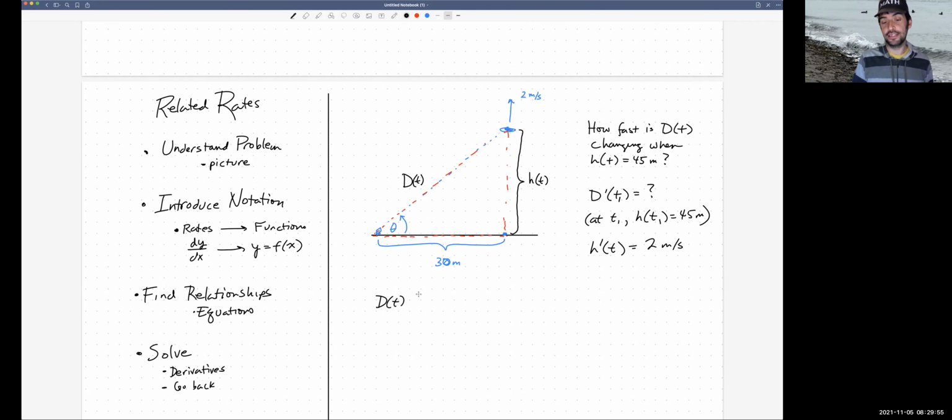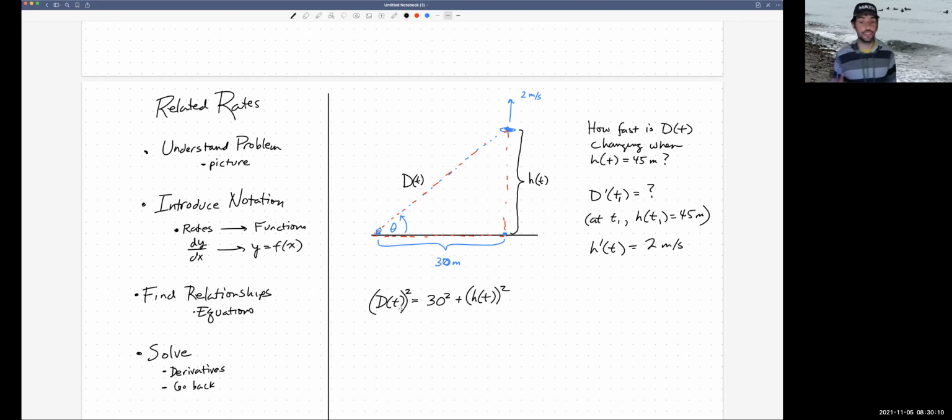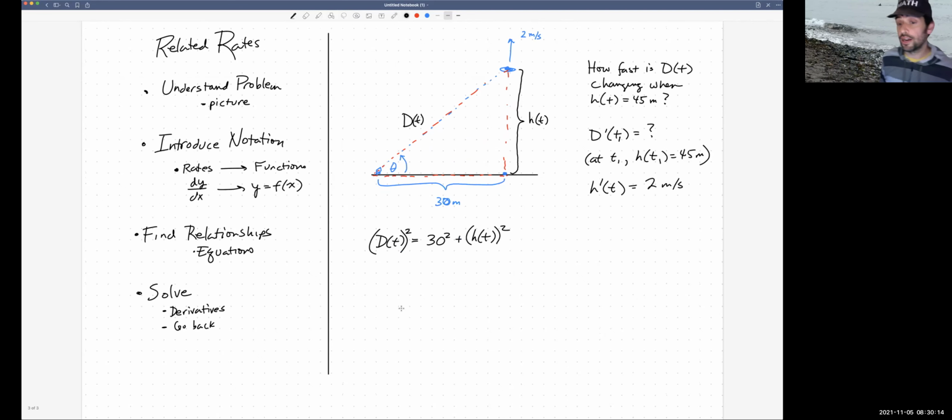We realized that d of t squared is equal to 30 squared plus h of t squared. All right, there's a relationship between the quantities we have and the quantities we want. The function that we have, or at least that we have its derivative, and the functions whose derivative we want. So we'll do the same thing we did last time. Let's take a derivative.